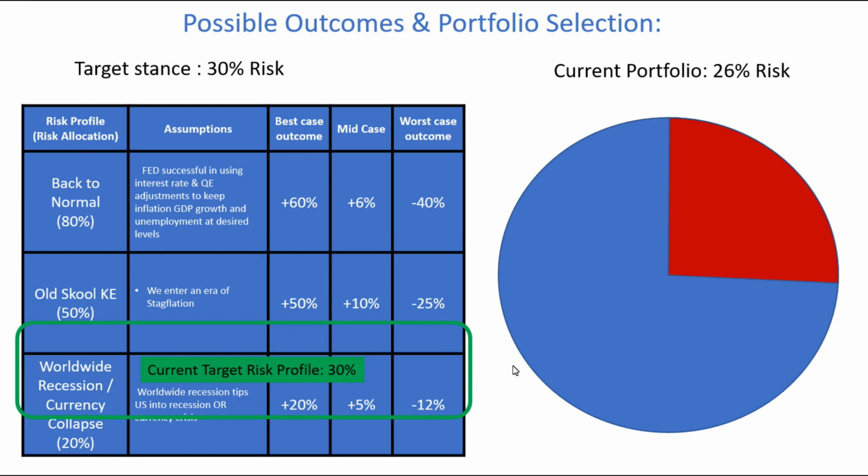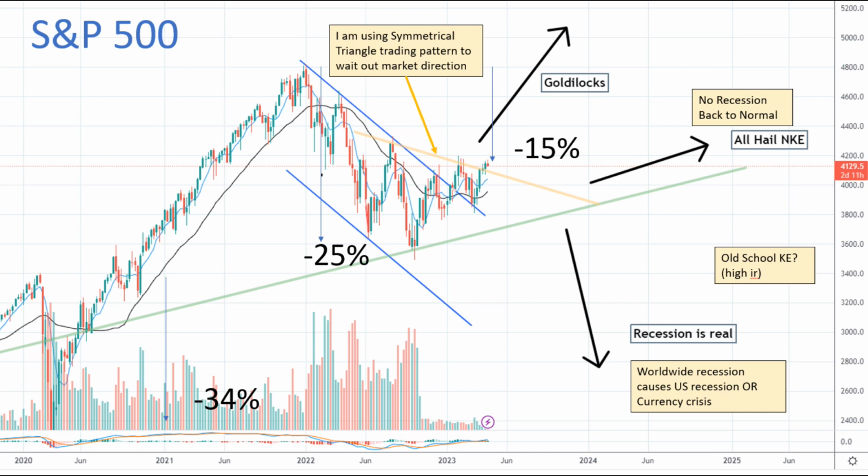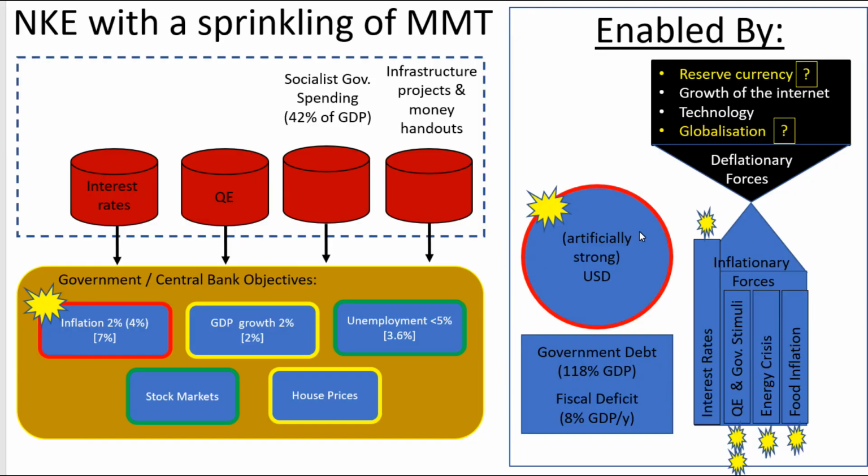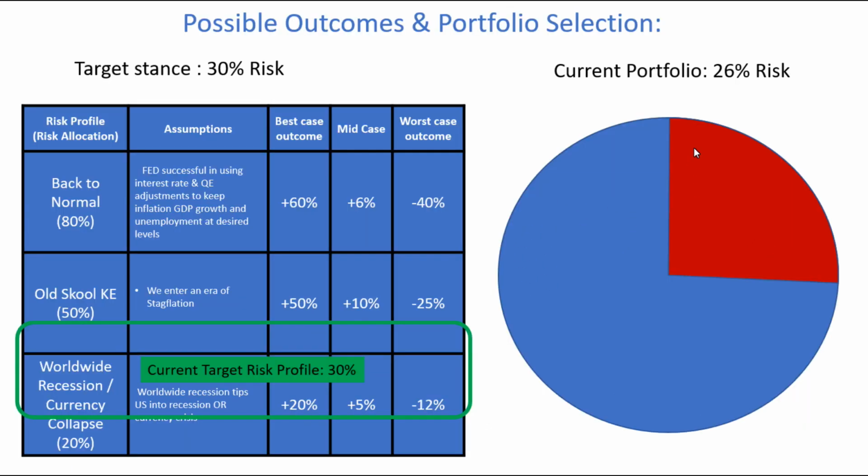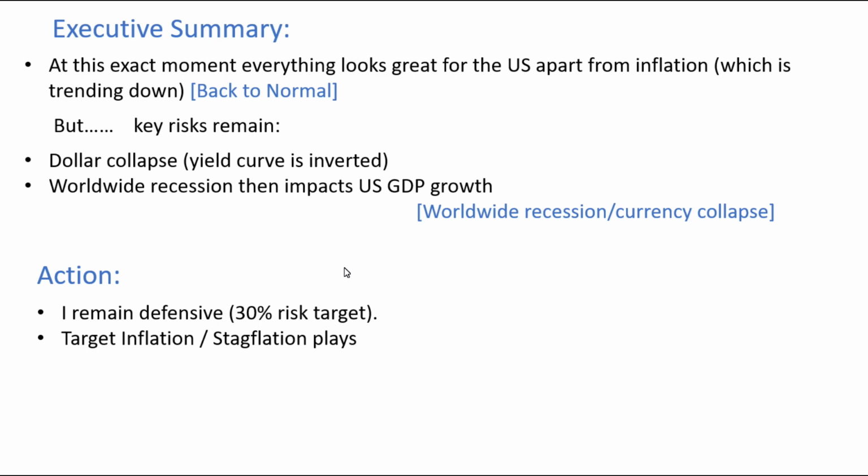So based on that, I have a target stance for my portfolio of 30% risk. I've had that now for many months, and I've decided to maintain that for another quarter because I'd like another quarter's data to help me determine where we're going, and also to factor in the risks of currency default and a few of these other things a bit better. So my portfolio is currently 26% risk, so I'm meeting my target. So to summarize, at the moment, everything looks great for the US apart from inflation, which is trending down.